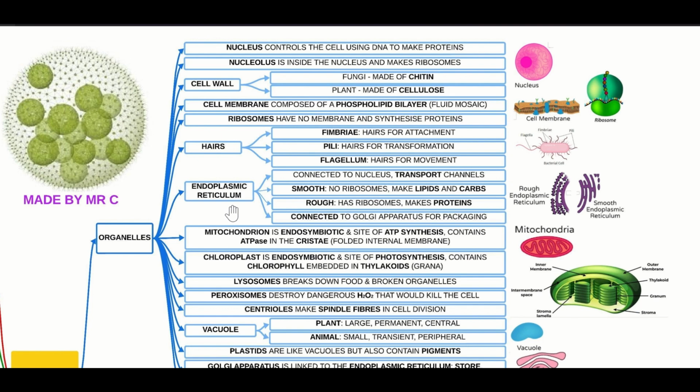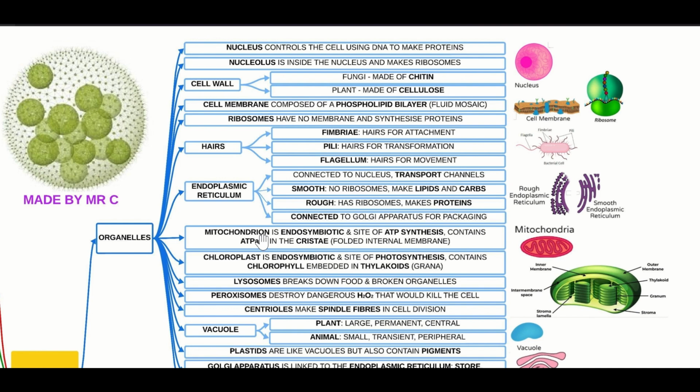Eukaryotic cells have an endoplasmic reticulum. They are transport channels that are linked to both the nucleus at one end and a Golgi apparatus at the other. There are 2 types of endoplasmic reticula. There is smooth that has no ribosomes, and they make lipids and carbohydrates. Then there is the rough endoplasmic reticulum that has ribosomes encrusted on the outside, and that makes and transports proteins.